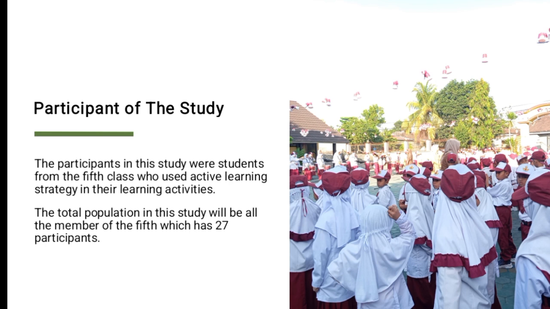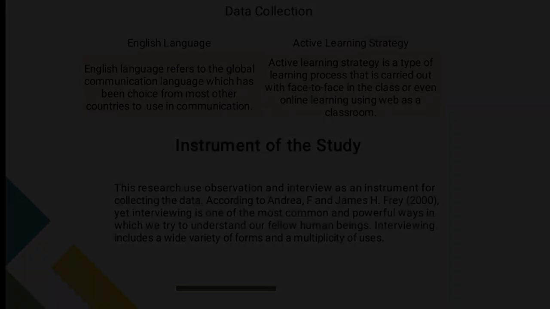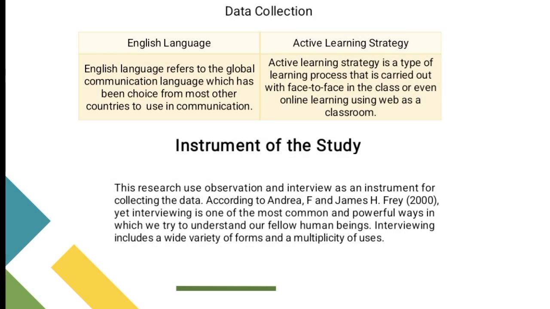Here is the data collection. The first is English language. English language refers to the global communication language which has been chosen by most other countries to use in communication. And the second is active learning strategy. Active learning strategy is a type of learning process that is carried out face-to-face in the class or even online learning using the web as a classroom.